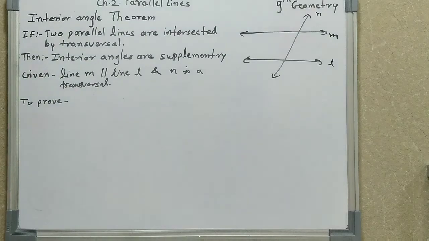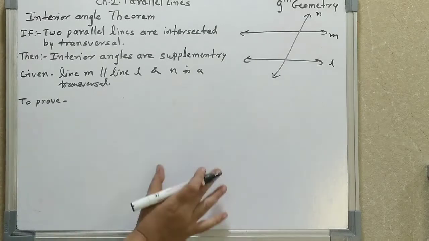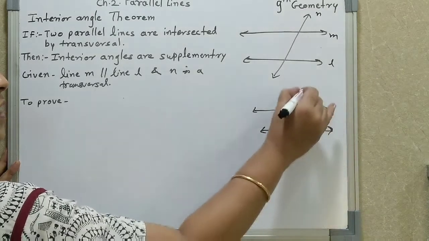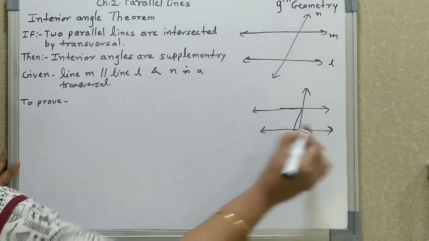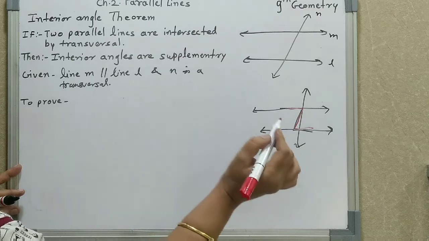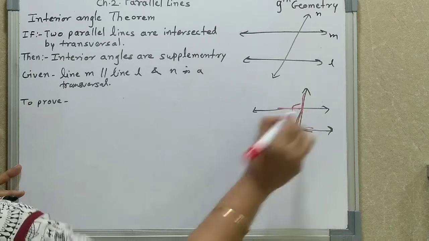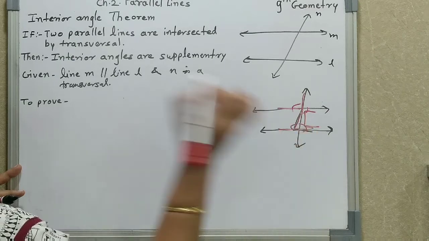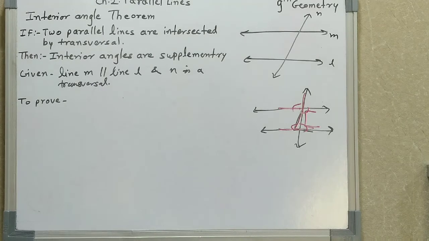Now what is the proof part? We have to prove the interior angles. Which shape is the interior angle? See, here I draw again these two lines and this transversal intersecting these two lines. This Z shape is the alternate angle. And the corresponding angle is the F shape: this and this are the corresponding angles. And this type of angle, this and this, the C type, is the interior angle. Okay, we already learned this.